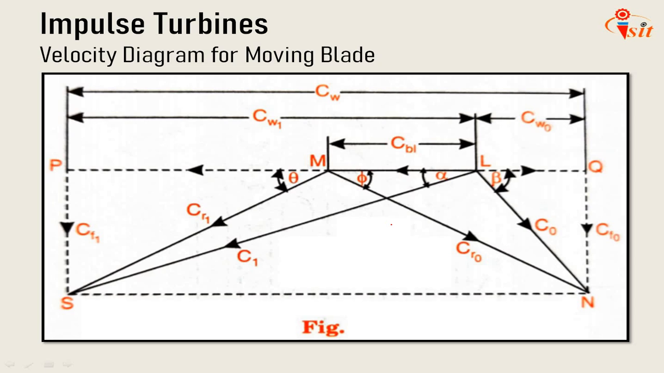Now this is a velocity diagram. Here, CBL is the linear velocity of the moving blade. C1 is the absolute velocity of the steam entering the moving blade. C0 will be the absolute velocity at the exit. Likewise, all the terms are drawn here. How to draw this velocity diagram, we will see in the numerical.